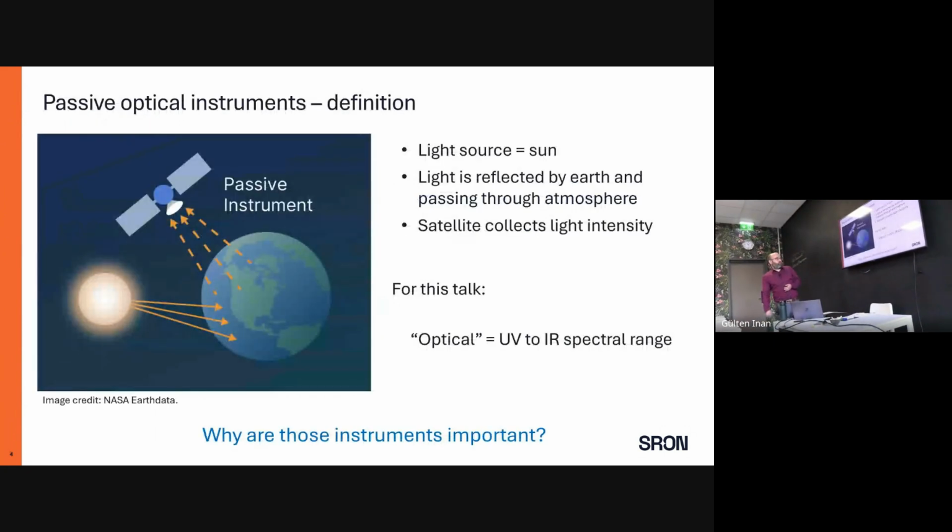Okay, let's go at first to the definition for this talk. So it's quite simple. What I call a passive instrument is we just use the sun as a light source. So for example, the sun gets reflected by the Earth. The light travels through the atmosphere, and from the light collected by a passive instrument, we can infer some information, for example, on the land or on the atmosphere. What I'm going to call optical in this talk is basically from the UV range to the infrared range.